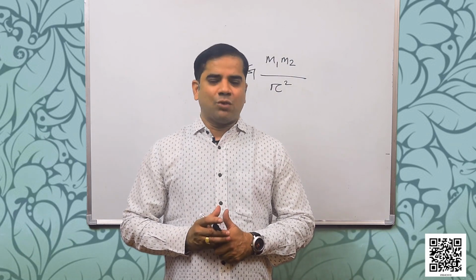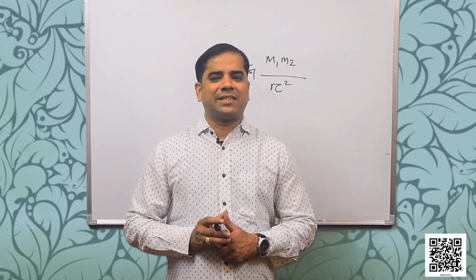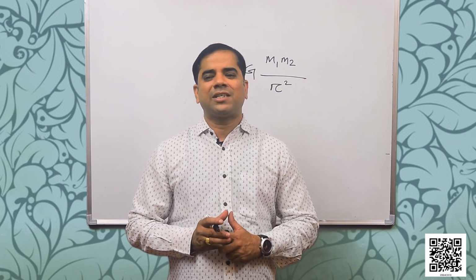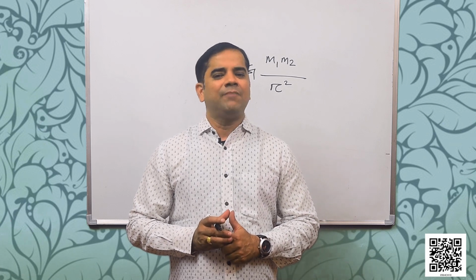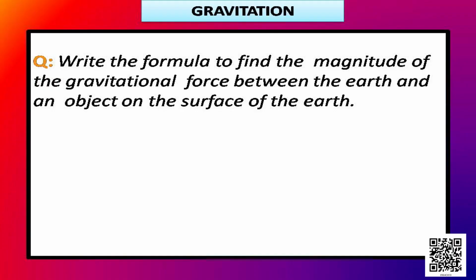In some cases, while calculating, we take 6.67 as 6.7. We just round it off for easy calculation purpose. Okay. So, students, let us now discuss question number 2. It says, write the formula to find the magnitude of the gravitational force between the earth and an object on the surface of the earth.